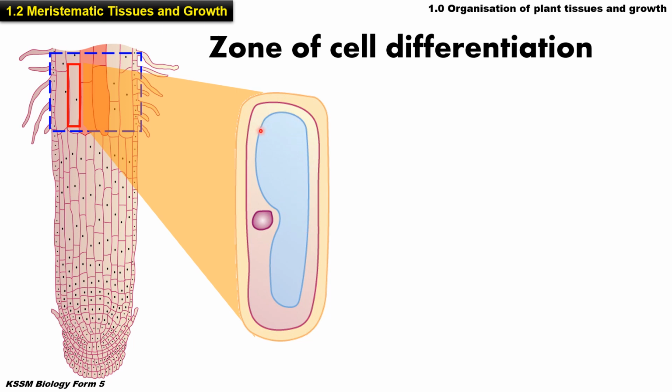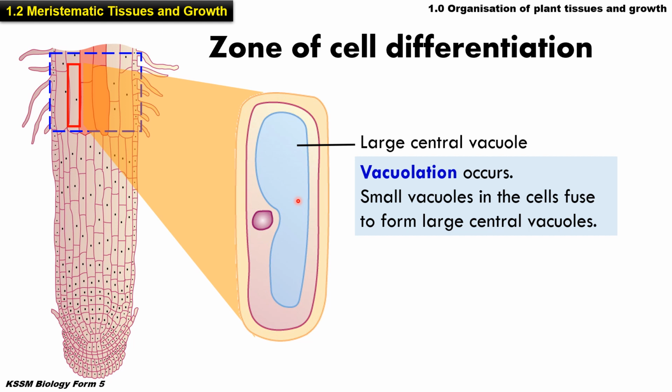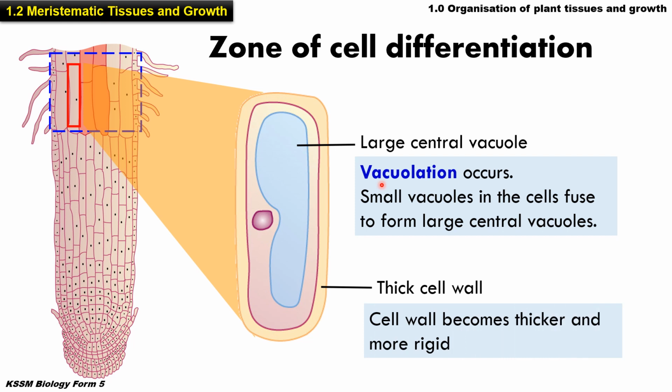Make sure the small vacuole just now in the cell of elongation already combined to become large central vacuole. So you draw. Large central vacuole. So the small vacuole fuse to form large central vacuole, which is known as process vacuolation. Vacuolation. Okay, you write down. And then the cell walls start to become thicker and more rigid.